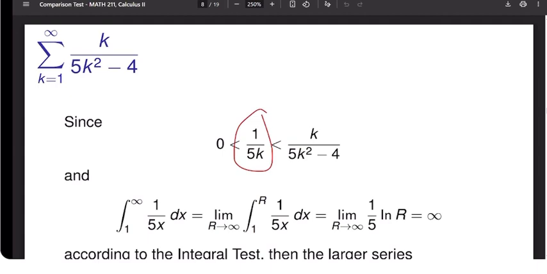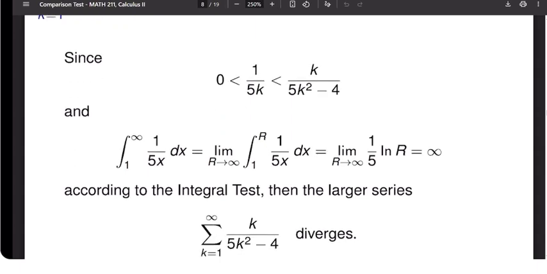Now, I can decide to use an integral test, because I have 1 over 5k. I'm actually going to say the integral of 1 over 5s ds from 1 to infinity. When I have 1 to infinity, do you remember the way we normally do it under the improper integral test? I can say 1 to b, where the limit is b tends to infinity.